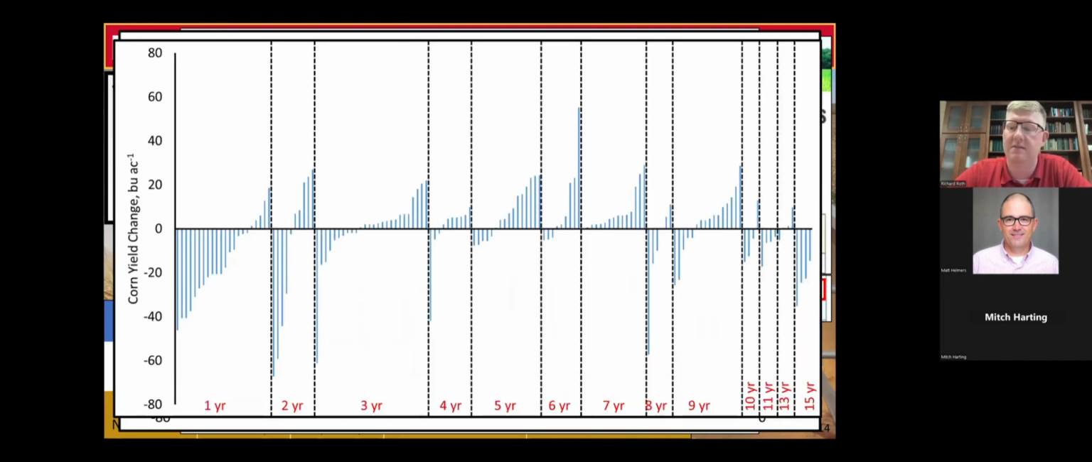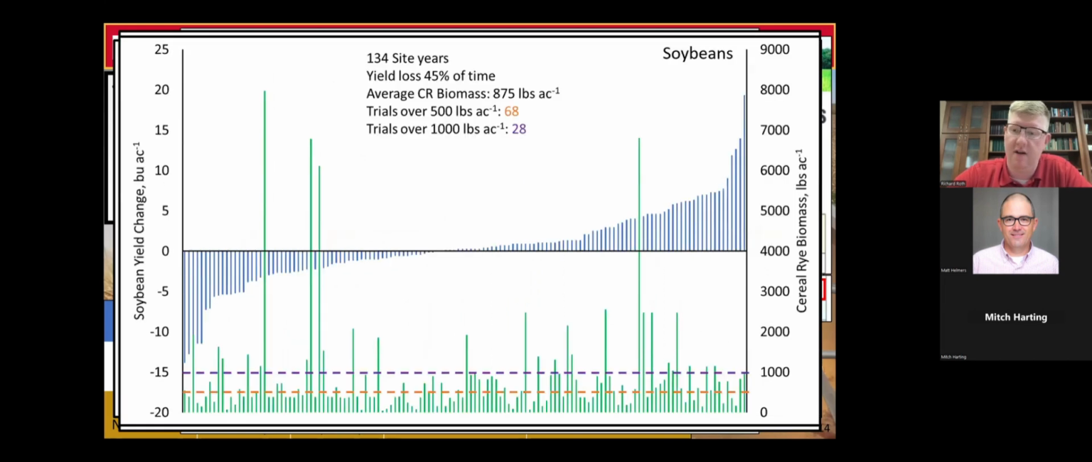Conventional thinking would tell you as the system matures that the odds of seeing a yield reduction go away. But the Iowa data that I just shared spans 1 through 15 years of cereal rye in the same place. And you can see that even in the more mature systems, that risk is still there, right? So again, it all goes back to management. Soybeans, very similar story.